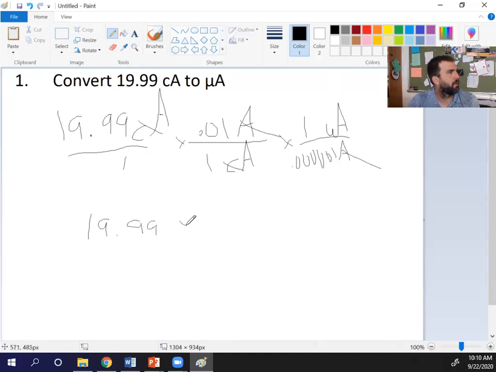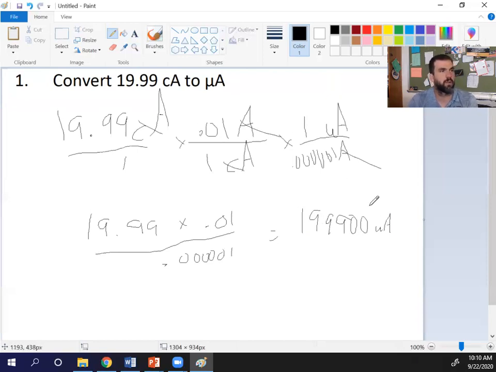So I'm equal to 19.99 times 0.01 divided by 0.000001. And that equals that. So that is converting. Remember, if it's a prefix to a prefix, you have to make 2 fractions in there. Always go through your base unit first. Go ahead and try your homework. And if you have any questions, please let me know.